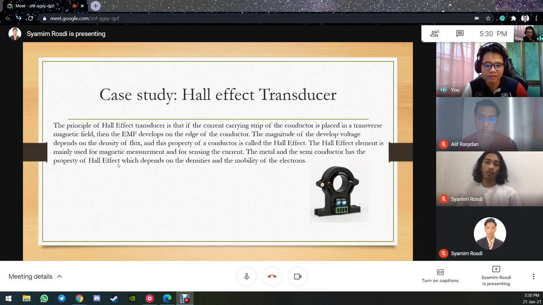Metals and semiconductors have the property of the Hall effect, which depends on the density and the mobility of the electrons.